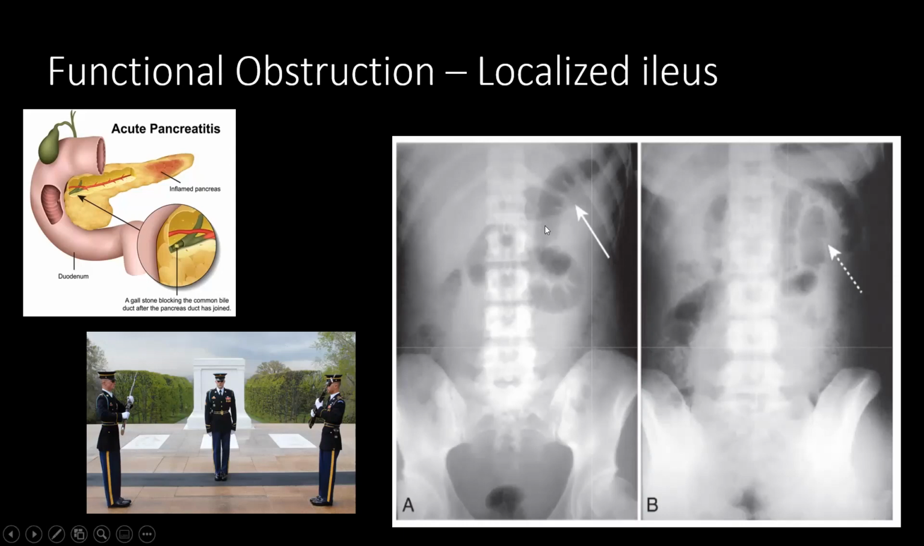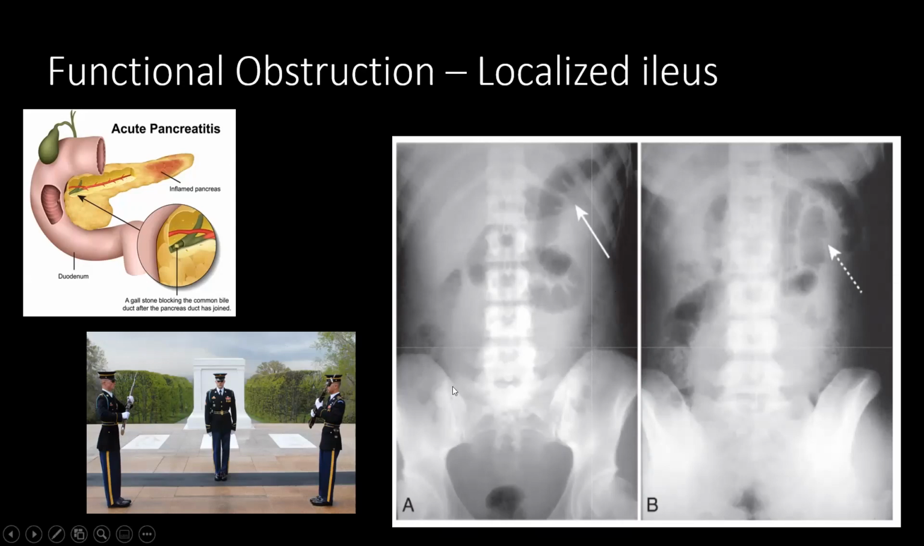Now, what distinguishes this from a mechanical obstruction? There is no obstruction site. They are only not moving. Here in the rectosigmoid area, which should have gas, I still have a passage of gas, so I'll still be able to see gas in the rectosigmoid area. So having dilated small bowel loops in a certain place with a preserved rectosigmoid air bubble, I will say that this is a localized ileus, and these loops are called sentinel loops.